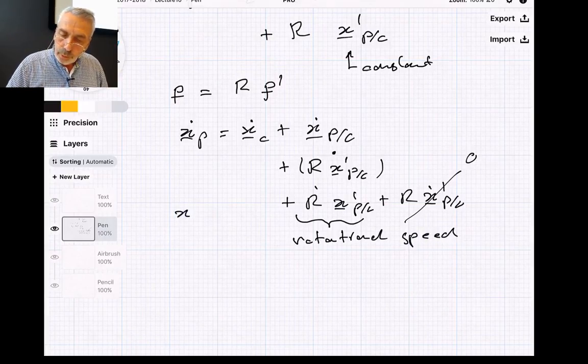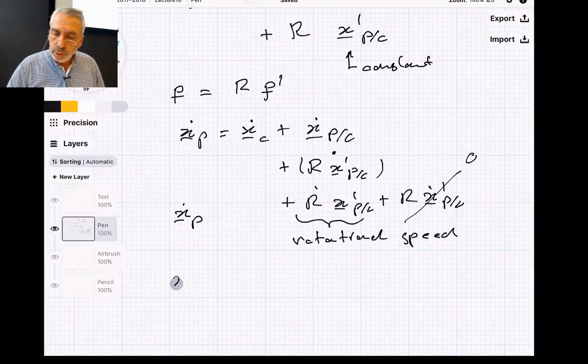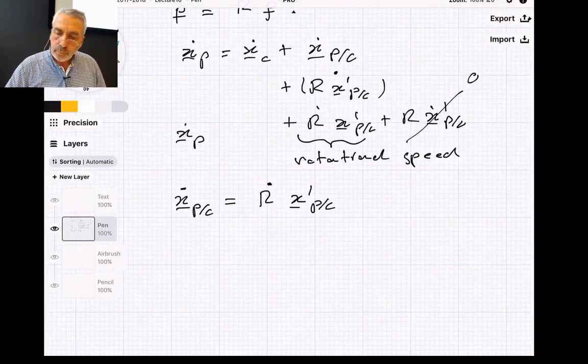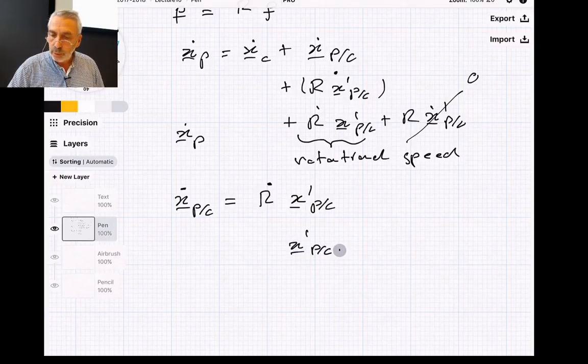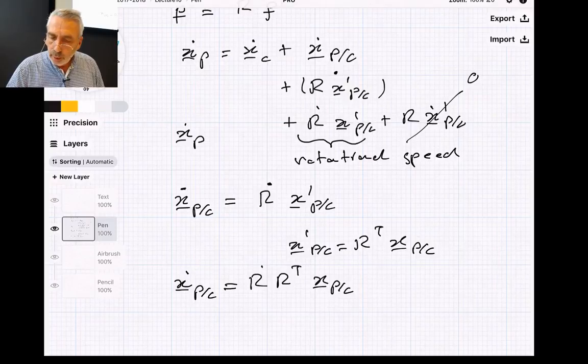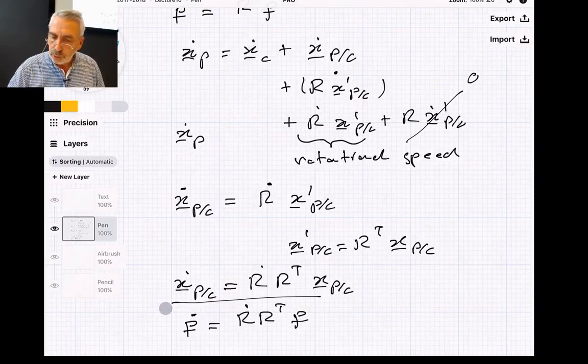But there is one problem. If we look at our expression, this is in the inertial frame and this is in the body fixed frame. And I actually want to relate everything, so I want to know my speed in my body fixed frame. I have two different coordinate systems, and I want to have everything in one coordinate system. Well, that's easily done, because for my x prime pc, of course, I can write r transpose times the one in the inertial frame. So finally, for my relative speed, I get r dot r transpose times xpc. Or in shorthand notation, my p dot is now equal to r dot r transpose times p. And this is our velocity relation.